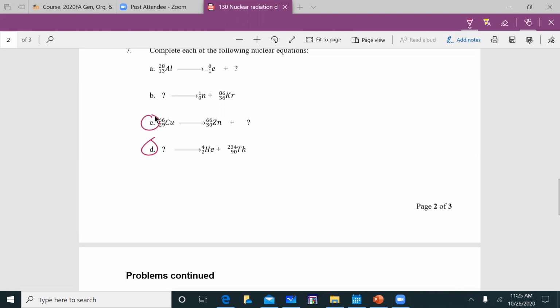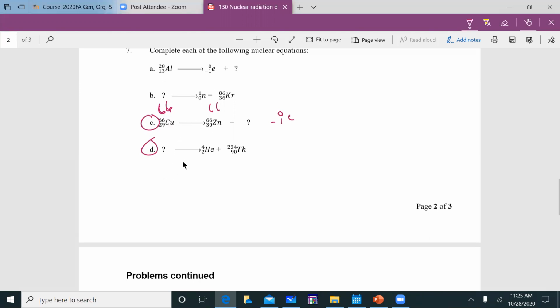Okay, so for this one, top value is 66. So the top value over here also needs to be 66. All of that's being occupied by the zinc. So this mystery particle has a 0 mass. 29 over here, so this needs to also be 29, and we have 30. So this needs to be a -1. So this is beta emission, right? This is what it was supposed to look like on those previous ones.